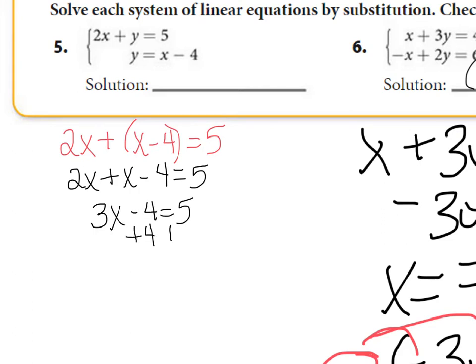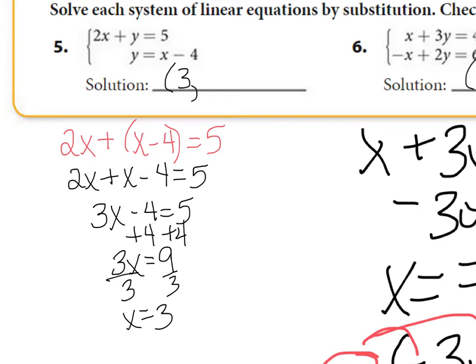Add 4 to both sides. So 3x equals 9, which means your answer should be x equals 3. So we have half the solution. Well, we look at either equation to figure out where it'd be easier to put x in for. Hopefully you looked at the bottom one as being easier. So we would say y equals x minus 4, which is 3 minus 4, which means y equals negative 1. So your solution is (3, -1).